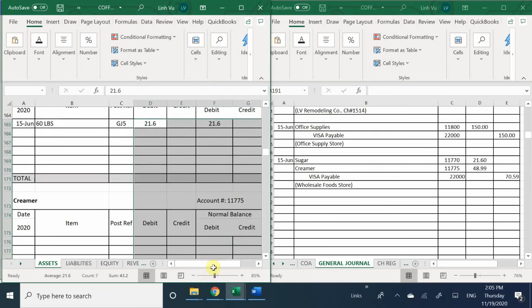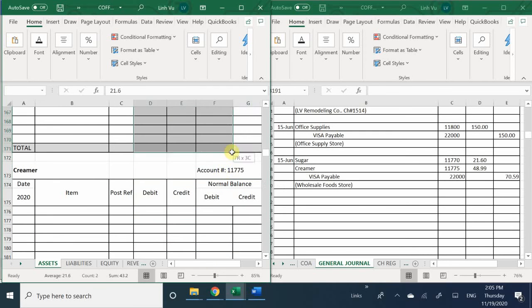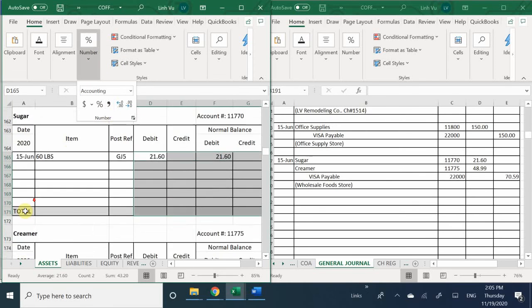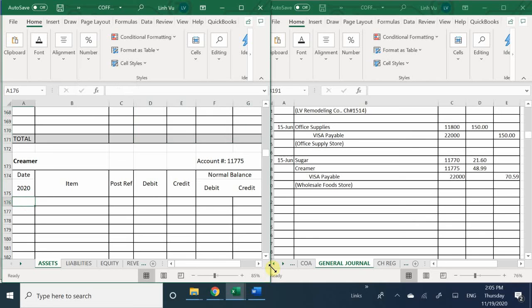And then we're going to go right below to the creamer and put in the date. And here we have 3 cases, and then in parentheses, I don't know if it would matter, 12 packs. So 3 cases, 12 packs. Okay, and then the general journal number 5. Again, that will be a debit for $48.99.